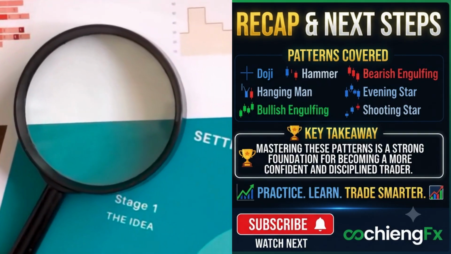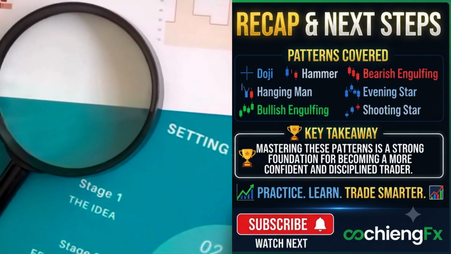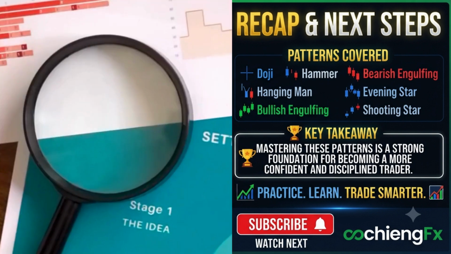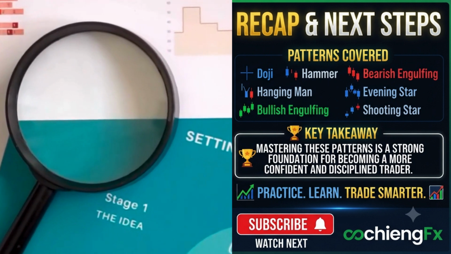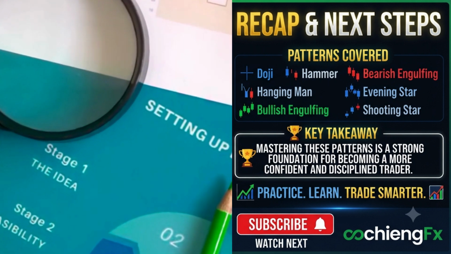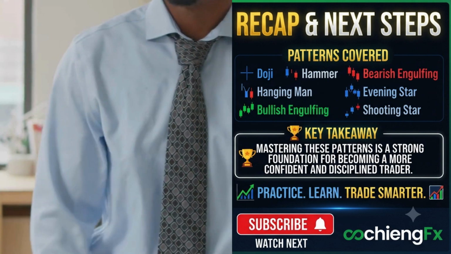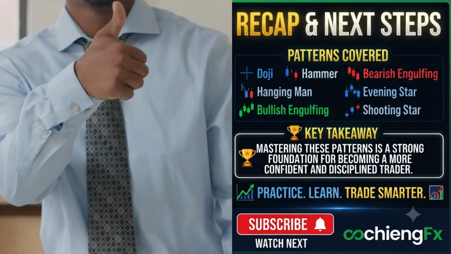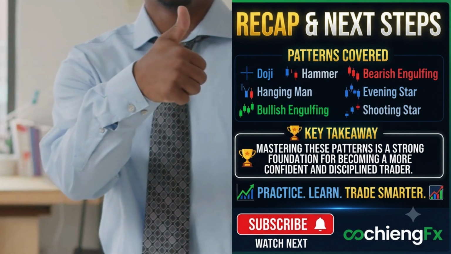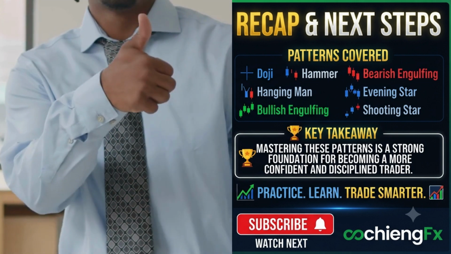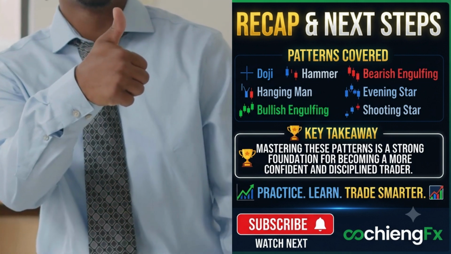Candlestick patterns are one of the most powerful tools every beginner can master because they reveal the story behind every price movement. From the Doji and hammer to engulfing, morning star, evening star, and shooting star, each pattern gives valuable clues about what buyers and sellers are doing. But remember, no pattern guarantees success. Always combine candlestick analysis with trend confirmation, support and resistance, and proper risk management.